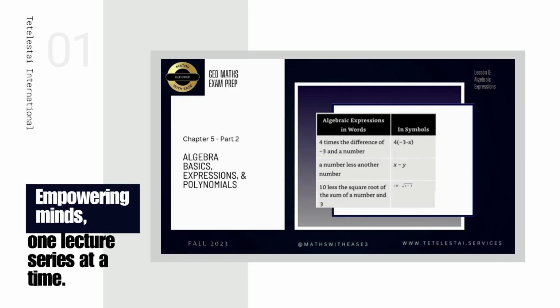4 times the difference of -3 and a number. So whatever this unknown number is, we know that it's being subtracted from -3. And that difference, remember, a difference is the outcome of subtraction. Here, the difference of -3 and a number simply means that when you subtract an unknown number, let's call it x, from -3, what you get from that operation, or the outcome of that operation, is the difference. And that difference is being multiplied by 4.